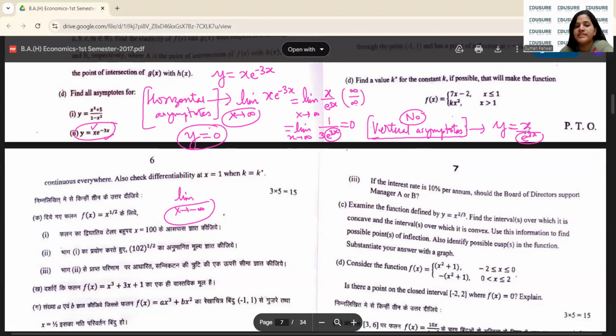Now let us see what happens as x goes to minus infinity. So we will have x e power minus 3x. Note that as x goes to minus infinity, minus x goes to infinity, so e power minus 3x is going towards infinity, and this x is a negative number. So this is actually going towards minus infinity. So this is not a finite number. And therefore, there is only one horizontal asymptote, which is y is equal to 0, and there are no vertical asymptotes.